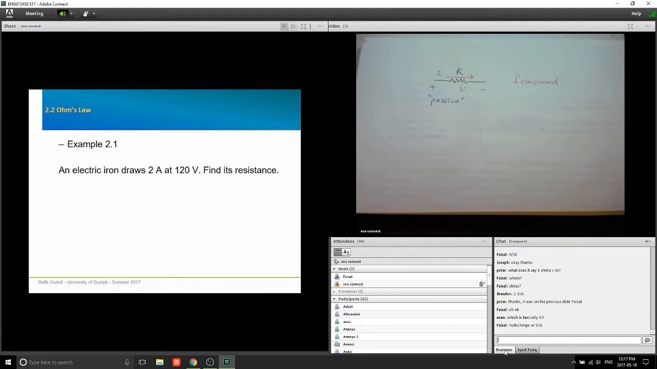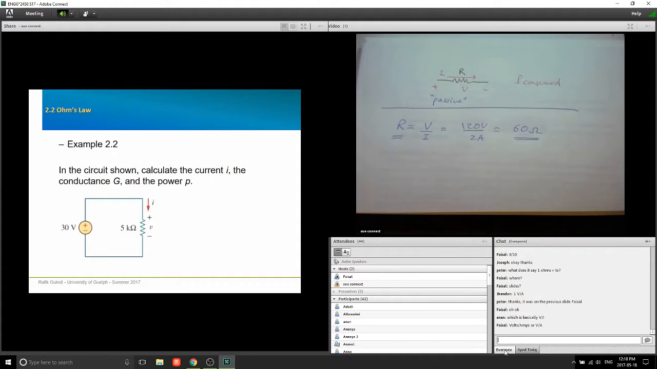Example. An electric iron draws 2 amps at 120 volts. Find its resistance. Simple. Can somebody tell me how you do that? What's the resistance here? According to Ohm's law, what's the resistance? Yeah, what's the formula? V over I, right? So this is Ohm's law rewritten. And the voltage is 120 volts, current is 2 amps, so you get 60 ohm.